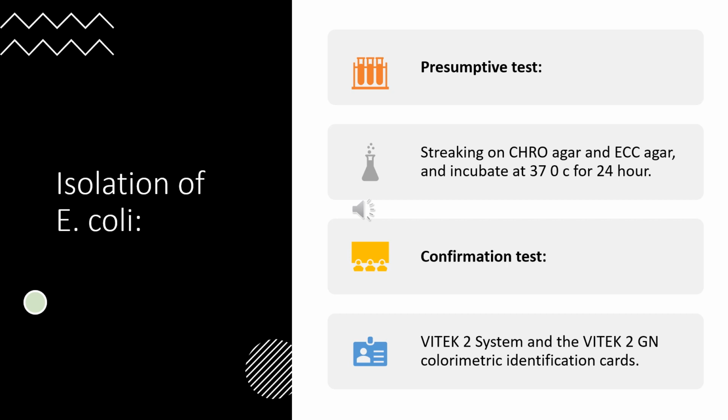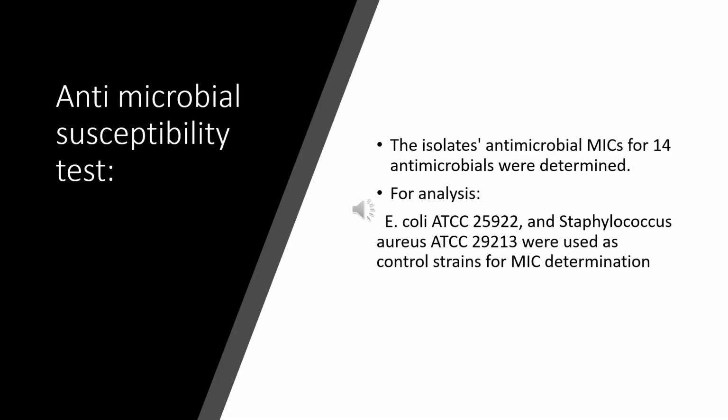In the confirmation test, the isolated colonies were confirmed with the help of a colorimetric identification card. After the identification, all the remaining bacterial strains were kept in LB tubes containing 30% glycerol and stored at -30 degrees Celsius for further use.